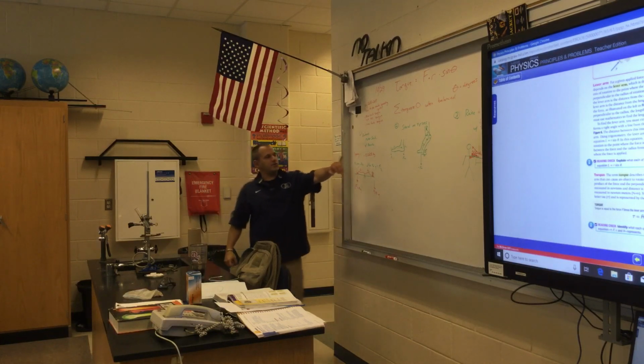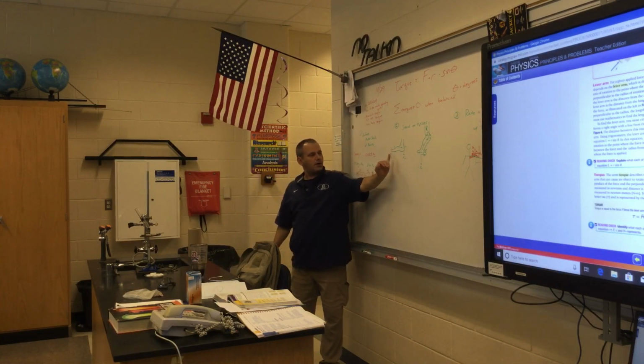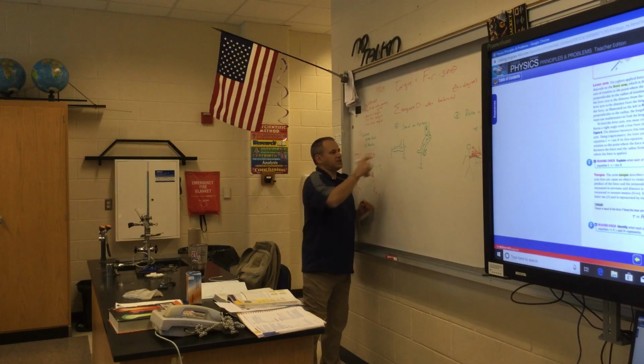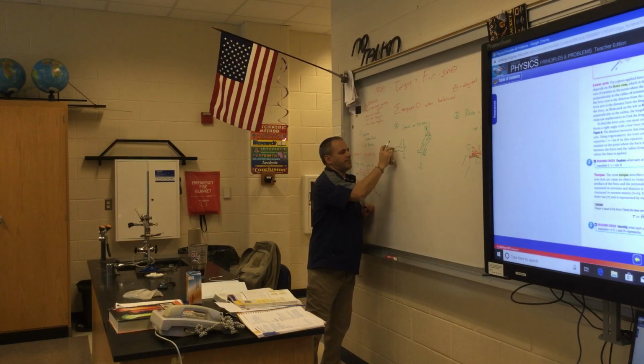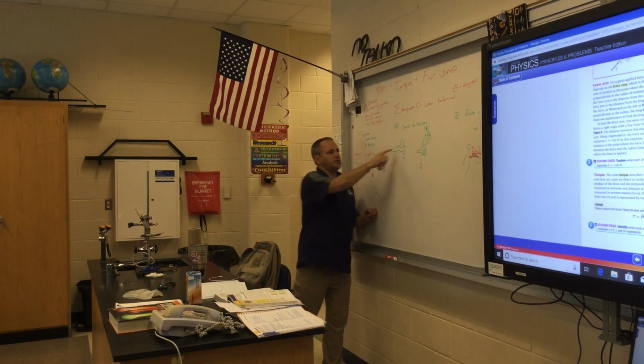So anyway, this is what it is. Distance 1 is the entire length of the foot. I misdrew that. And distance 2 is just to the heel.